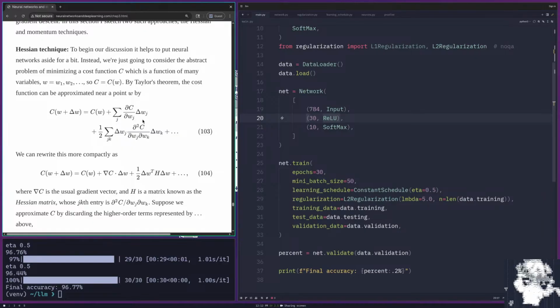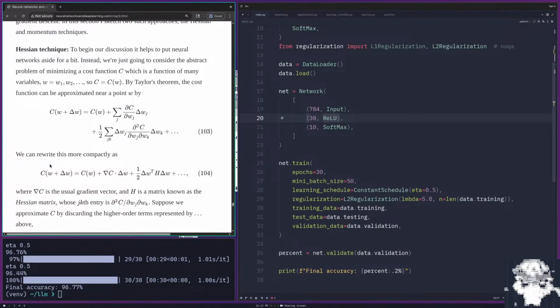the sum of the gradients with respect to the w's times the deltas of the w's, plus 1/2 times the sum of the second partial derivatives of C with respect to two different w's, w j and w k, times delta w j delta w k, plus, and then it goes on infinitely with higher order terms.